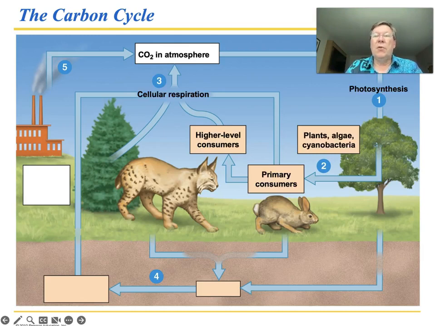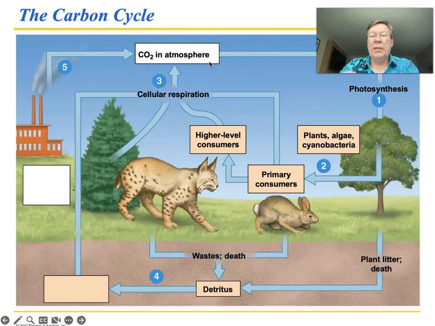Now we move that, of course, through photosynthesis into plants, algae, and cyanobacteria. This is number one down here. And then from there, it goes into the primary consumers. There's your rabbit. The higher level consumer, that could be you and I. This could be the bobcat here. And then through cellular respiration, it goes back up into the atmosphere. So there's your little cycle like that.